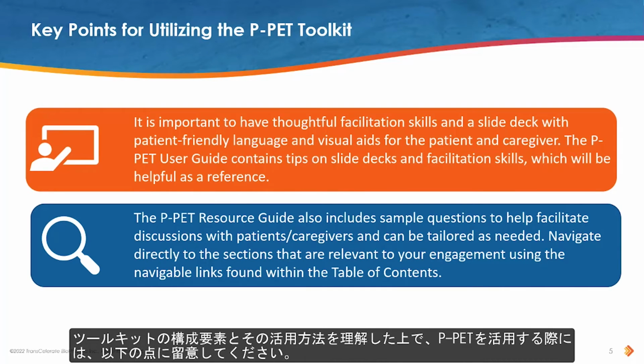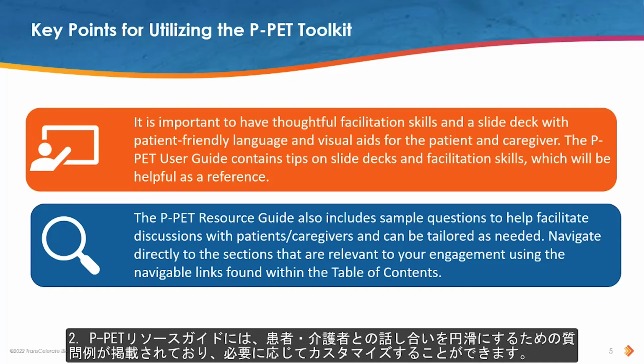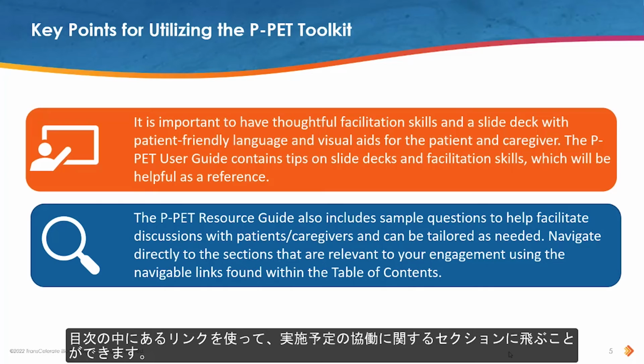Now that you understand the components of the toolkit and how to utilize it, keep in mind the following key considerations when implementing the PPET. First, thoughtful facilitation skills and a slide deck with patient-friendly language and visual aids for the patient and caregiver are important. The PPET User Guide contains tips and facilitation skills. Second, the PPET Resource Guide includes sample questions to help facilitate discussions with patients and caregivers and can be tailored as needed. Navigate directly to the sections that are relevant to your engagement using the navigable links found within the table of contents of the Resource Guide.